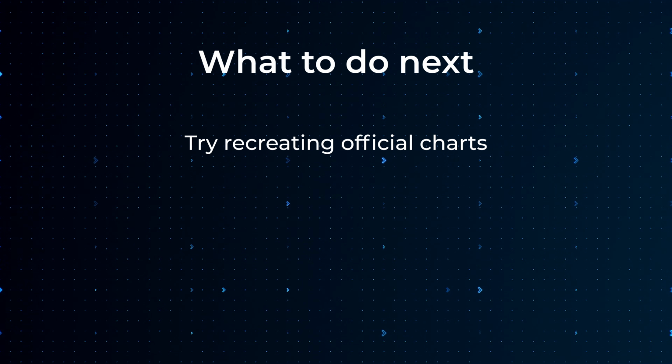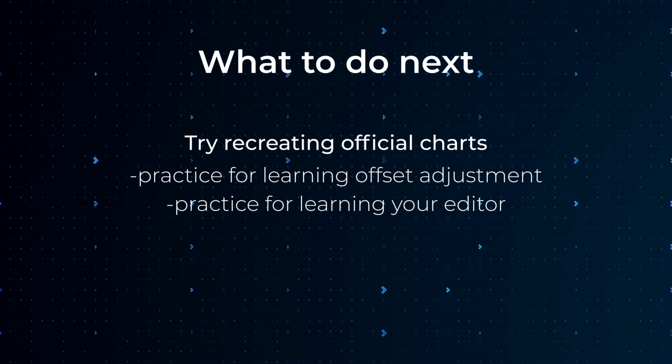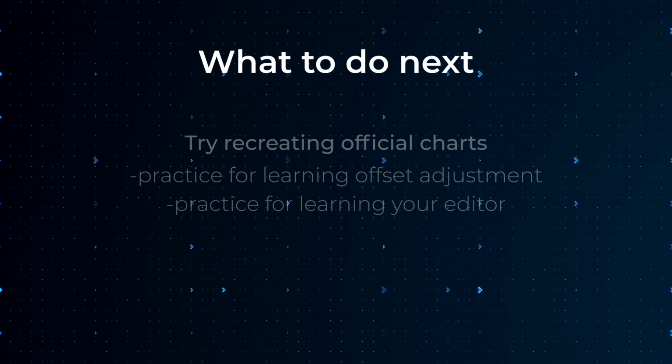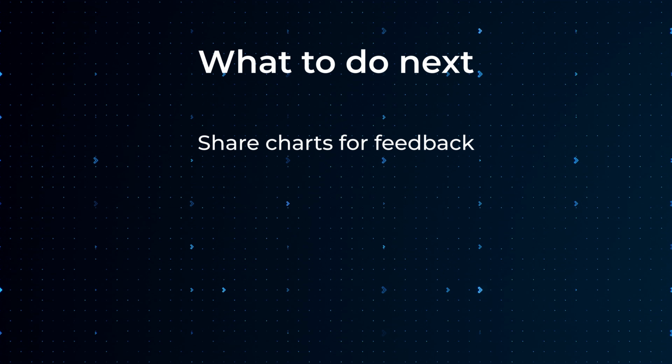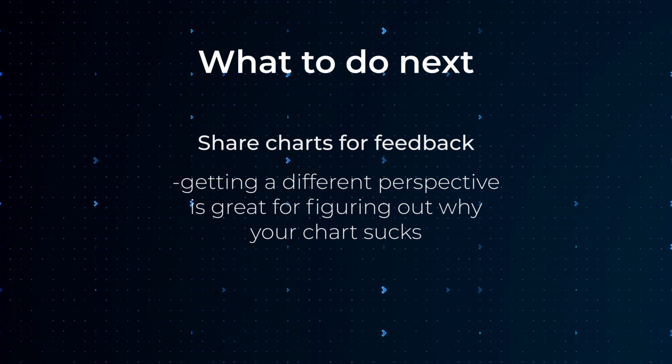Anyways, now that we're at the end of the video, you should now know the basics of how to make your own chart. Some recommendations on what you should do next is maybe try recreating an official chart in the game. It's good practice on getting your offset dialed in, as well as learning how to navigate around your editor efficiently. And then when you start making your own custom charts, send them to friends and other players and ask for feedback. Listen to what they find annoying or boring and see if you can apply it to your chart to make it better. And that's all I have for this video.